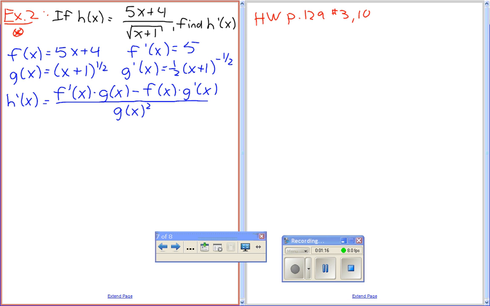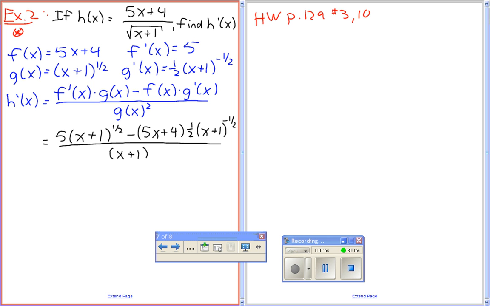Dakota, with that said, can you fill in some numbers for me? Go ahead. Sure. F prime of x is 5 bracket x plus 1 over 2, minus 5x plus 4, bracket 1 over 2, x plus 1, all over x plus 1.